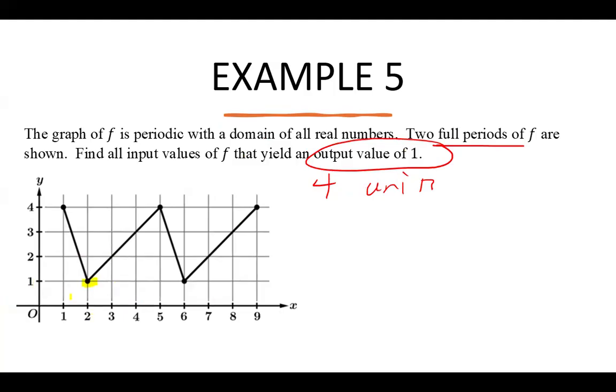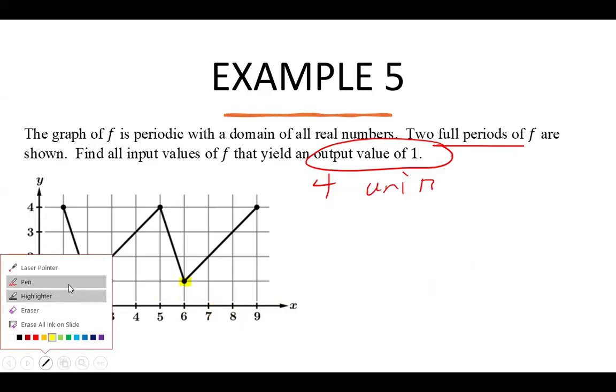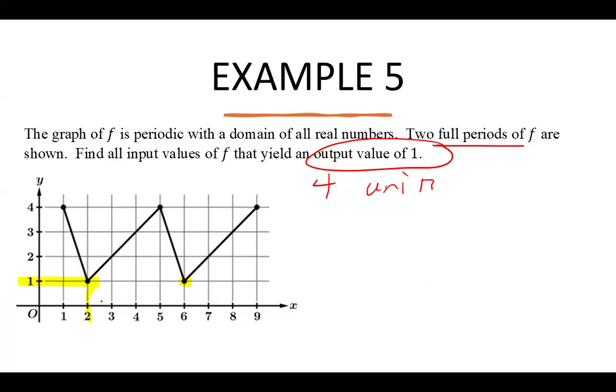At x equals 2, the output is 1. The next one happens 4 units later. And then that pattern would continue every 4 units. Mathematically, when you say every, what does that mean? Every, mathematically, means what? Every operation. What operation is every mathematically?